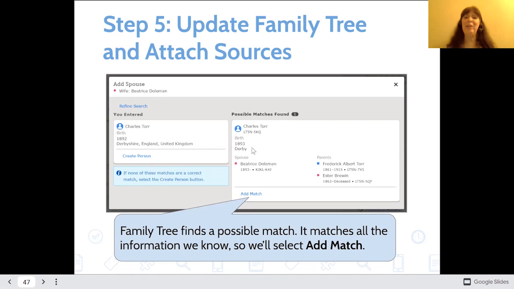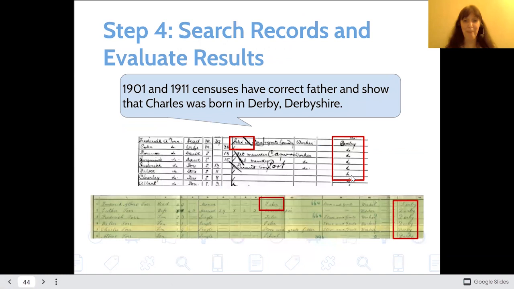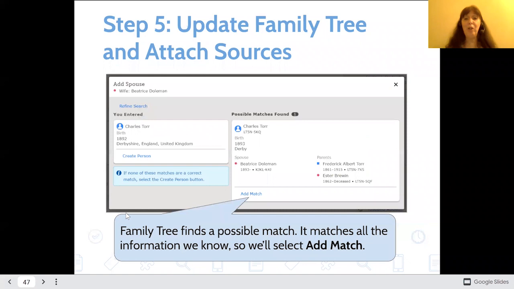The unique father's name, Frederick Albert Torr. The mother is Esther. I don't know if you noticed that. Let's pop back here. It's a little hard to read on the screen. There we go. But you can kind of see there, mom's name is Esther. And so as I look at this match right here, the years all look good. The place looks good. He's born in Derby. And so I do feel that this is a good match. So in this case, I click add match and Charles now appears as Beatrice's husband.